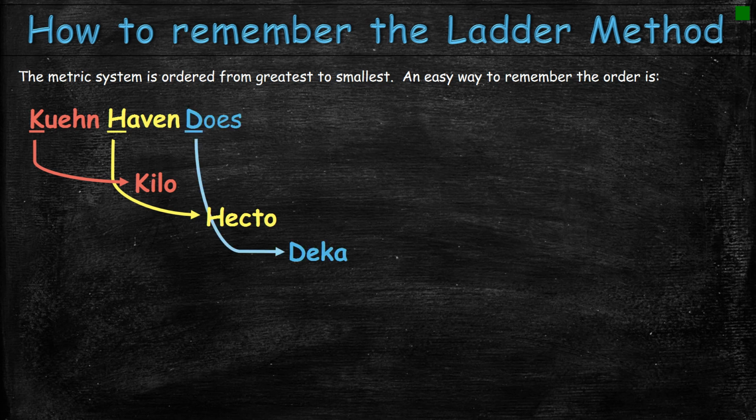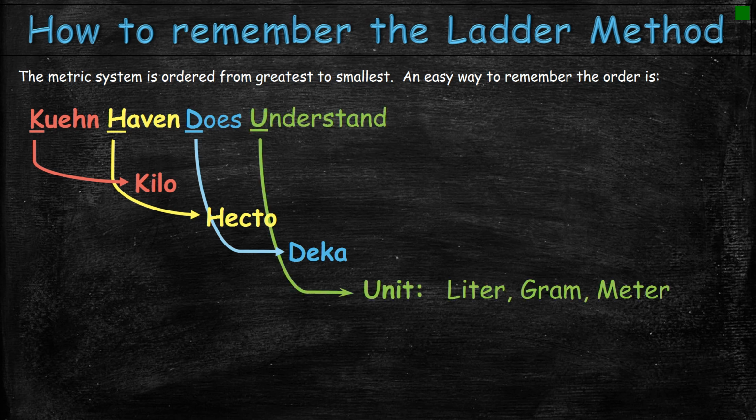Does, if you're remembering this saying, does would represent deca. Understand, the U in understand would represent the basic unit, which we're just going to call a unit, makes it easier. Doing, the D in doing is representing deci.